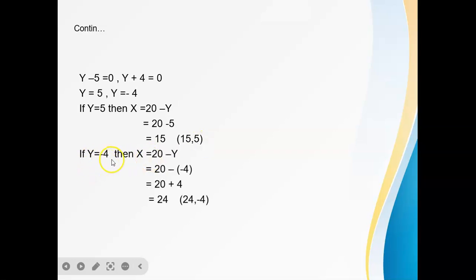Then if y is minus 4, then x will be 20 minus y again, then 20 minus and minus makes plus, 20 and 4 makes 24. So the other pair which can be possible is 24 and minus 4, where 24 is for the value of x and minus 4 represents the value of y.